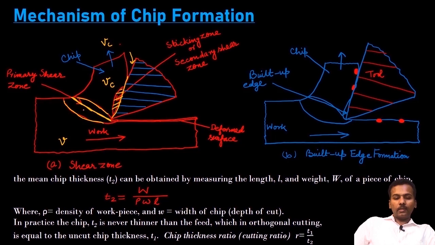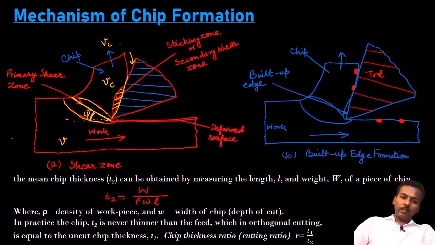We approximate the fan shape as a thin plane, and when we assume this thin plane, the inclination of this shear plane with the finished surface, when we extend the finished surface, is known as the shear angle phi. This is called the shear angle.